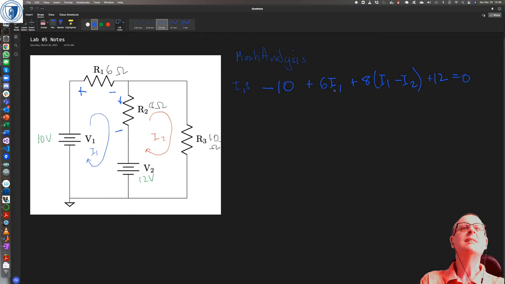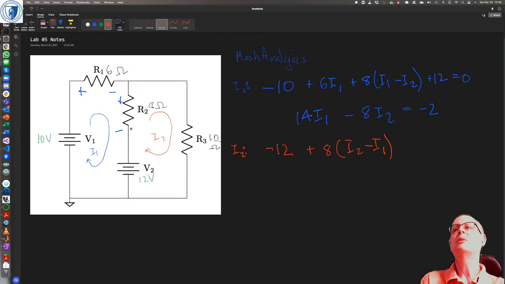So that's our I1 equation. Let's write it out a little bit. So that's 14 I1 minus 8 I2, and it's a total of plus 2, so it's minus 2 on the other side. And then the I2 loop mesh is minus 12 volts plus 8 times (I2 minus I1), right? I2's going that way, and just to remind ourselves about the polarities. And then it's going to be R3, which is just 10 times I2. And that whole thing equals zero.